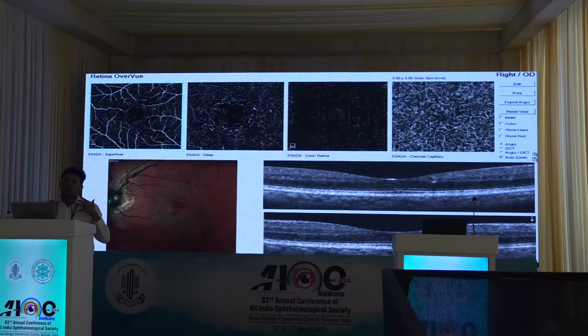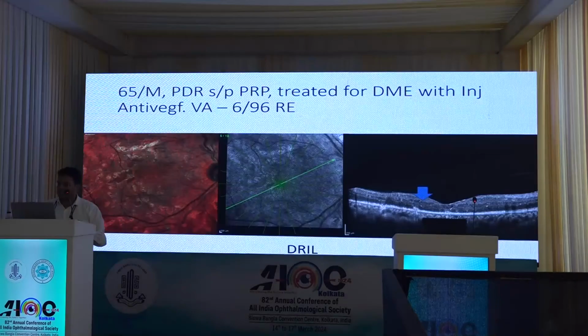Now since the deep capillary plexus is the one affected in diabetic retinopathy, you can see in the second slab a lot of hyperreflective dots, or comma-shaped structures which are suggestive of microaneurysms, and you can also see areas of capillary dropouts or capillary rarefaction, and therefore you can diagnose that there is some amount of subclinical diabetic retinopathy present in this particular patient.